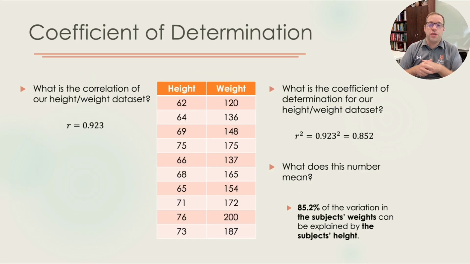How do we find the coefficient of determination? Just take the correlation coefficient and square it. That's all you need to do. And then you take the coefficient of determination, turn it into a percentage, and that's how much of the variation in your response variable that you can attribute to or explain with your explanatory variable.